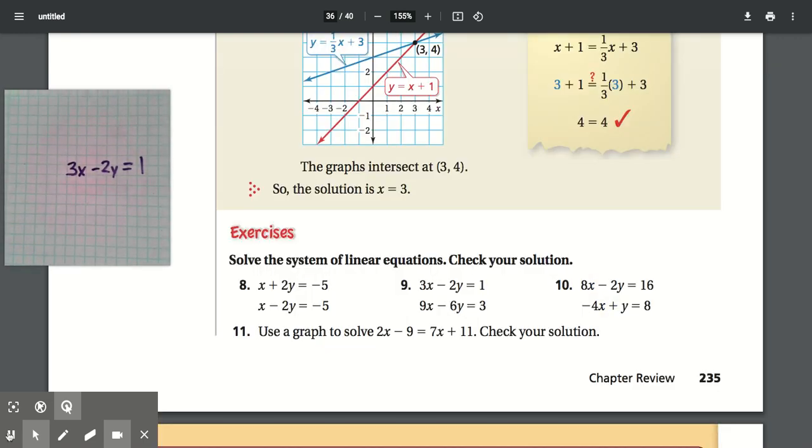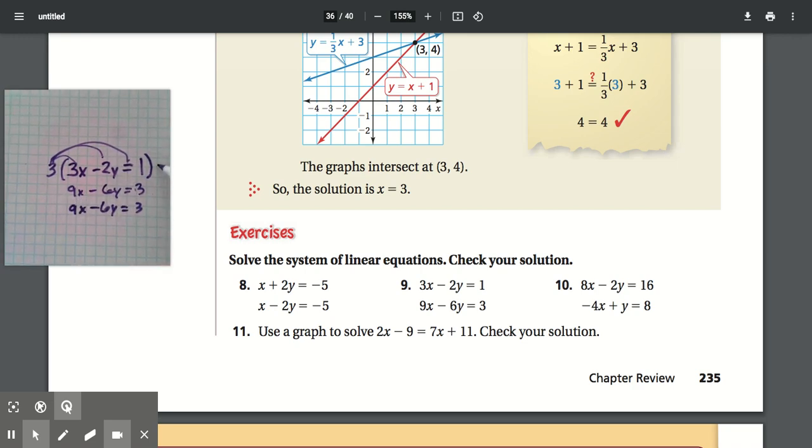Now, the final bit I want you to see is when there would be a system of linear equations that has infinitely many solutions because it's actually coding for the same line. So on number 9, here's your first equation, and then here's your second equation, 9x minus 6y equals 3. You're going to notice a lot of similarities here. If you take this and multiply the whole equation by 3, using the distributive property, you would end up with 9x minus 6y equals 3.